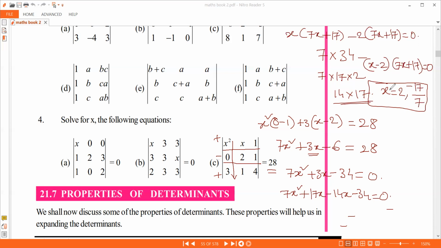I didn't see the 28 part at all. Yeah, I thought it was 0. It is 0, I thought. I overlooked that. Fine.